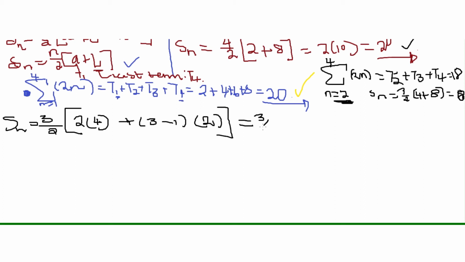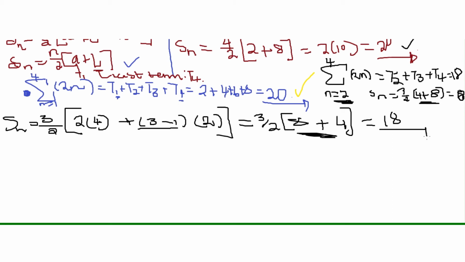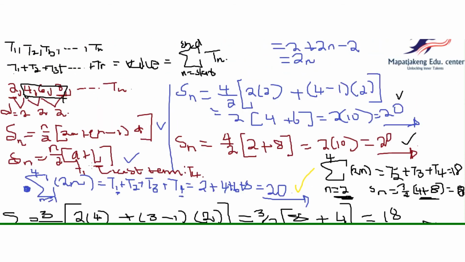Then we'll end up with 3 over 2 into brackets. Then this becomes 8. This in brackets becomes 2, 2 times 2, then it becomes 4. Then you see it still goes back to this is 4 plus this is 4 plus 8, this is 8 plus 4, which is the same, all multiplied by 3 over 2, then it becomes 18. So all formulas land us with the same answers.